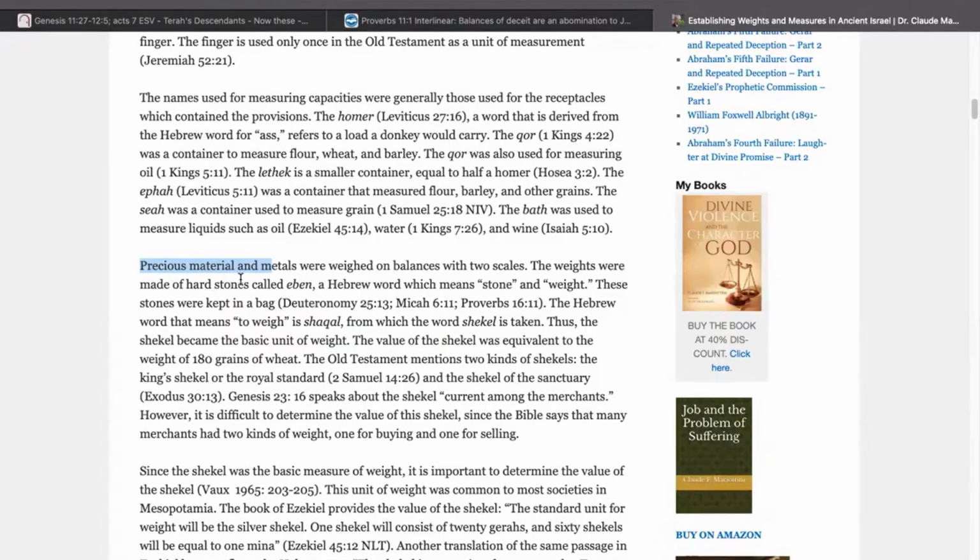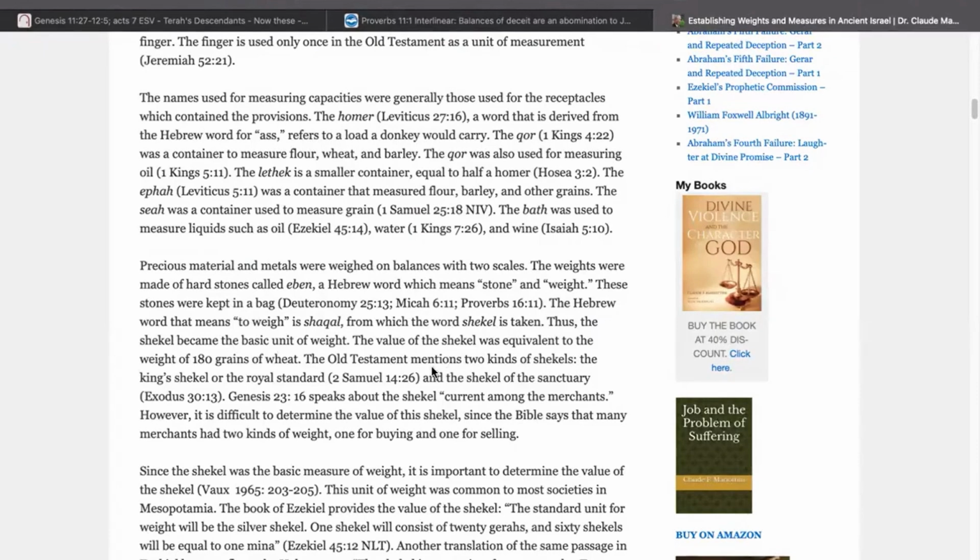All right, so here's this part: precious material and metals are weighed on balances with two scales. The weights were made of hard stones called eben, a Hebrew word which means stone and weight. These weights are kept in a bag. Deuteronomy 25:13, Micah 6:11, Proverbs 16:11. The Hebrew word that means to weigh is shekel, from which the word shekel is taken. Thus, the shekel became the basic unit of weight. The value of the shekel was equivalent to the weight of 180 grains of wheat.